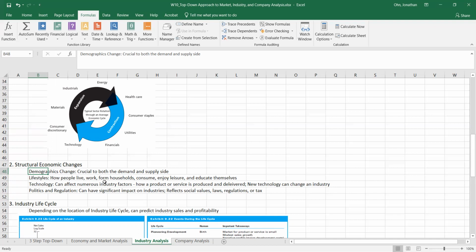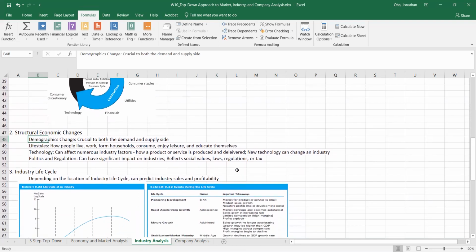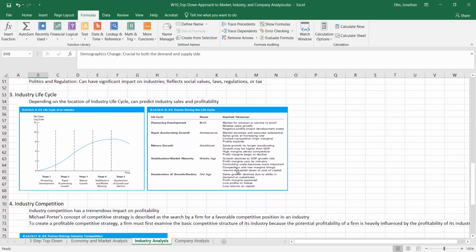The leisure industry also will be reflected there. I mean, technology, of course, can affect numerous industry factors. Products or services produced with new technology can change the industry. That's true, right? Now, politics and regulation have a significant impact on industries, like social values, regulation, or taxes. That's true.